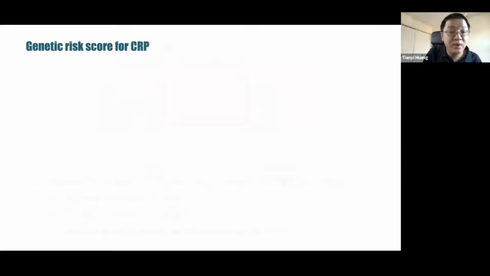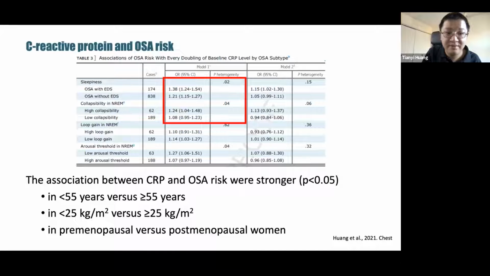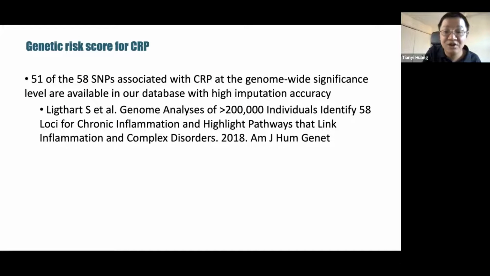One problem with the biomarker analysis using C-reactive protein is that it's an observational association, and the association can be confounded by many factors that we cannot adjust for in the model. So the next analysis I look at uses genetic approaches that try to provide some causal evidence. There are some large GWAS that identified 58 SNPs associated with C-reactive protein at the genome-wide significant level, and 51 of those SNPs are available in our data set.